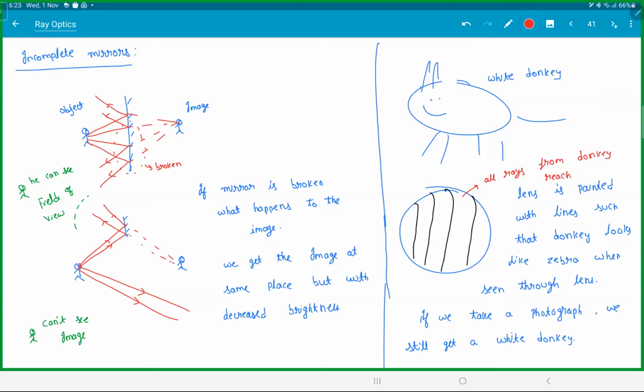So if you really want to make a zebra, what should you do? Paint the donkey. Make sure light rays are not coming only from this. This is a red donkey. Yeah, we'll take black. If you paint this donkey, then it will start looking like something.